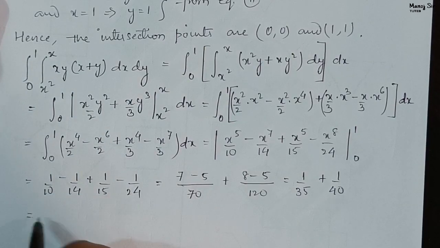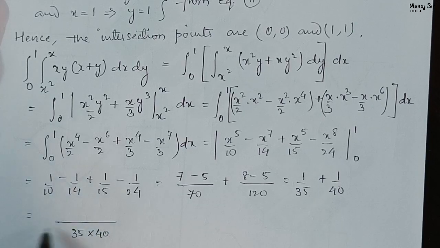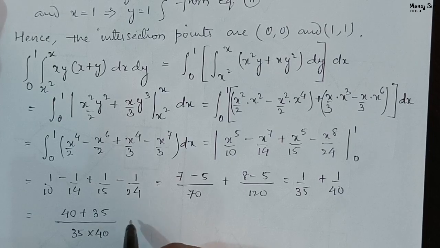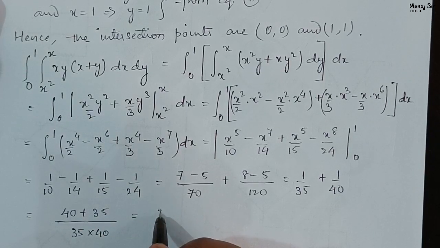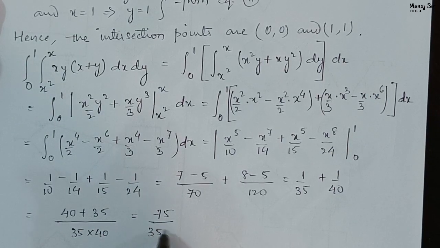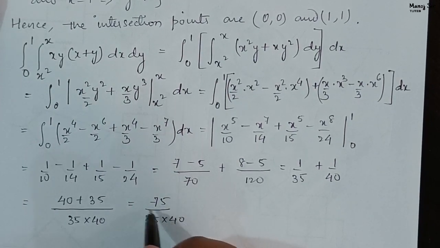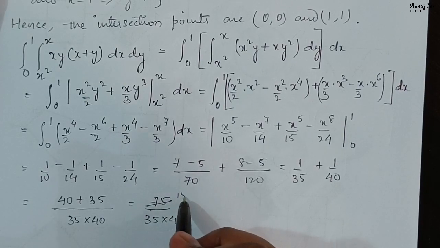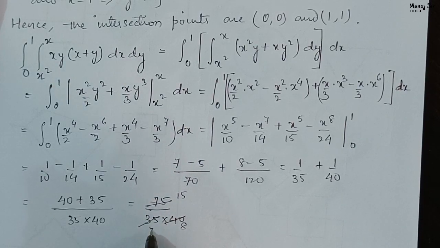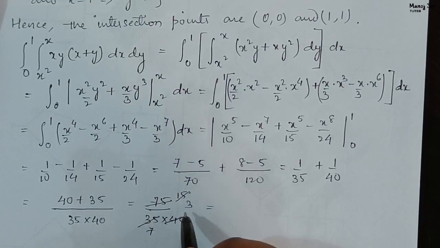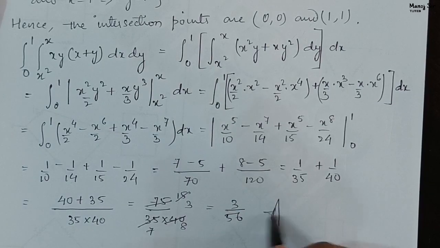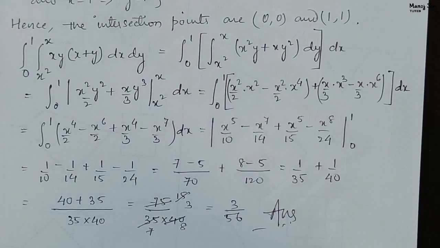Now solving this, we take the LCM again, that is 35 into 40. So here it will be 40 plus 35. Adding both, you will get 75 upon 35 into 40. Now simplifying, dividing by 5, this will be 15, this will be 8, again this will be 7, this will be 3. So this is 3 upon 7 into 8, that is 56, and this is my final answer. Okay, thank you so much.